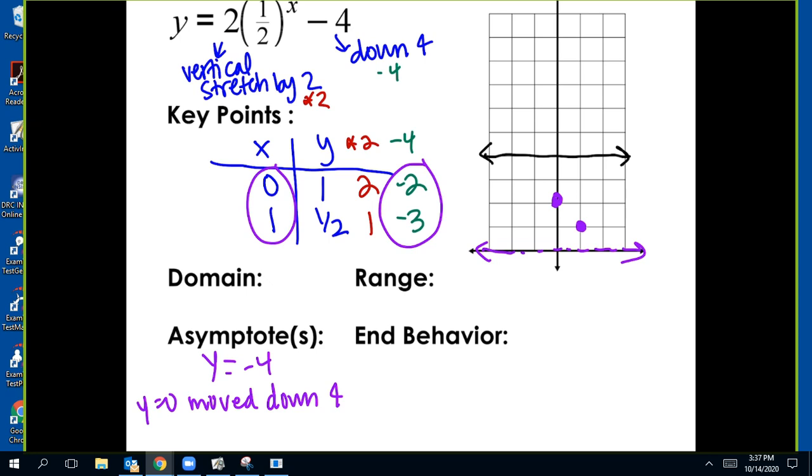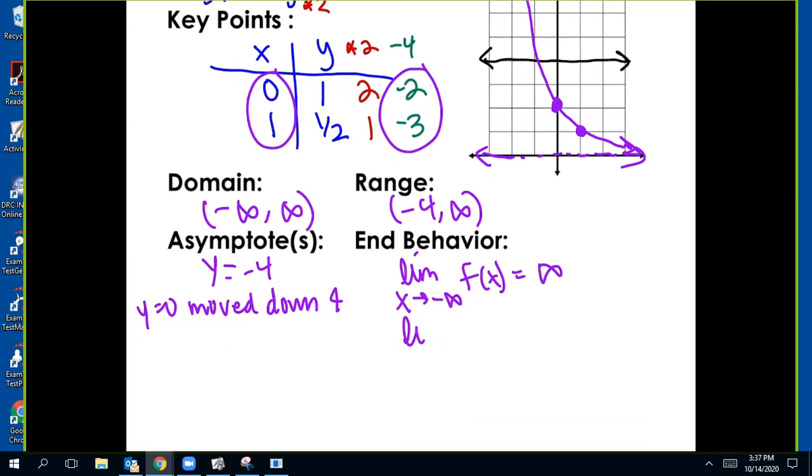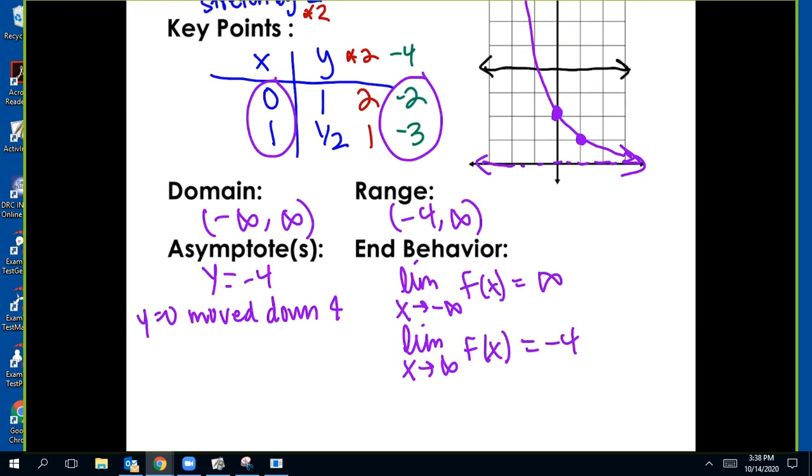And then this is decay. So the 1/2 is going to come up and have this shape. So the shape is really important. Now you know what they look like for growth or decay. The domain's always all real numbers. The range got shifted down 4. And the end behavior is the left side going up and the right side approaching the asymptote at -4.